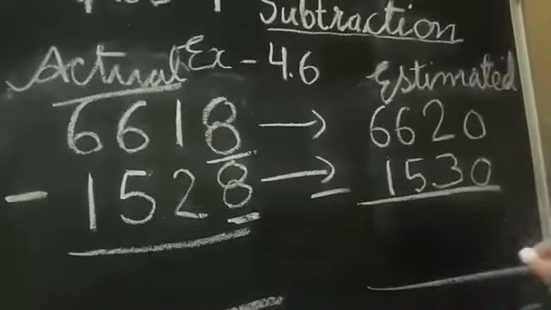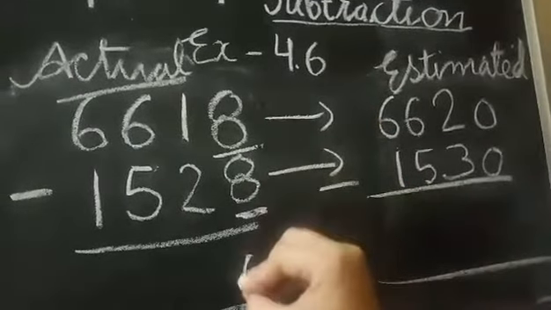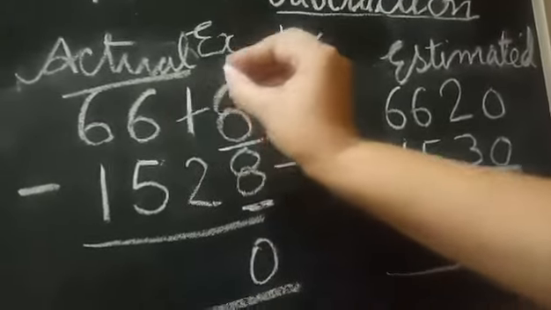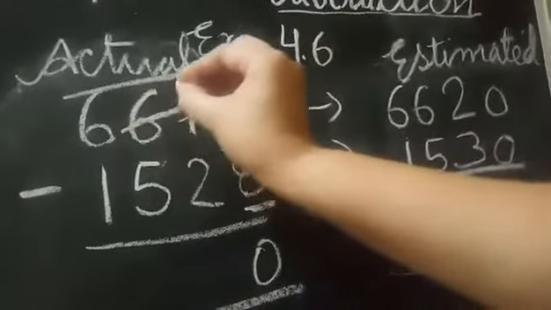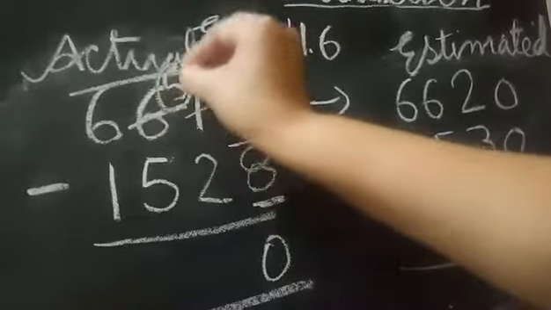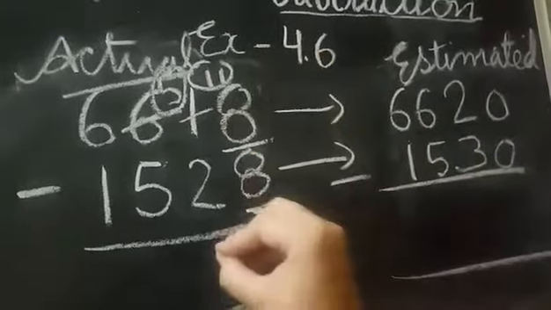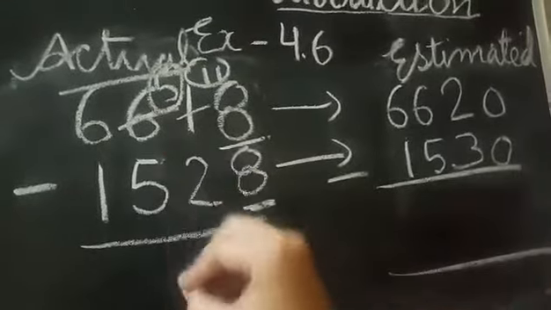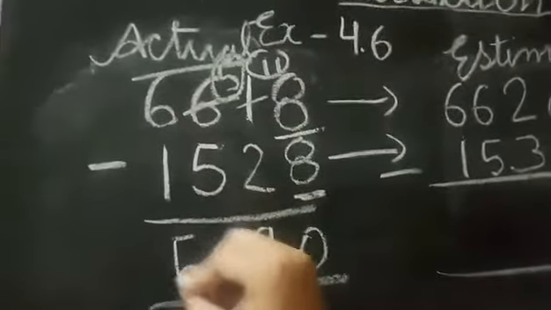So first we will find the actual value difference. 8 minus 8 is 0. Here is 1. 1 becomes 11 because we have taken 1 from here. Here is 5. So 11 minus 2 is 9. 5 minus 5 is 0. 6 minus 1 is 5.